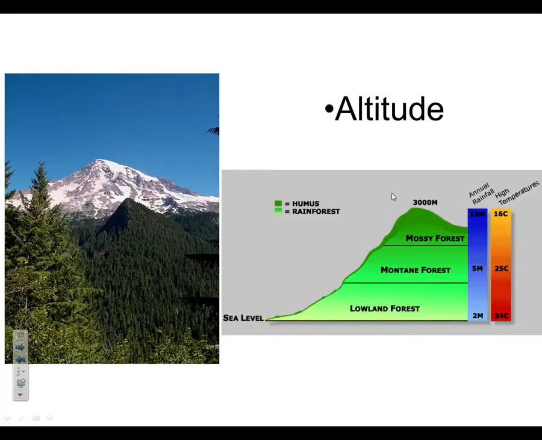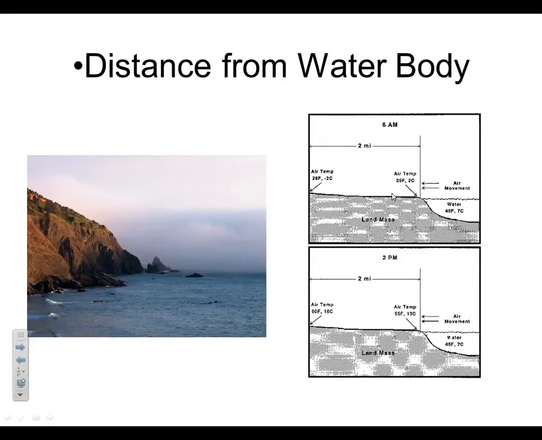A second factor is altitude. This one's pretty obvious too. The higher the altitude, the cooler the temperature. Okay, you're farther from the major body of the earth that was heated by the sun. So the higher you go, the cooler the temperature. Next one, distance from a body of water. This one might not be quite as obvious.